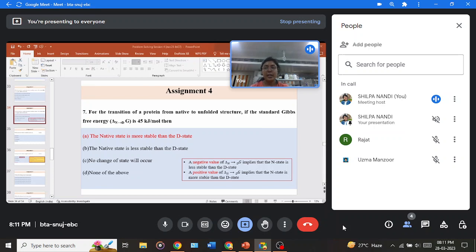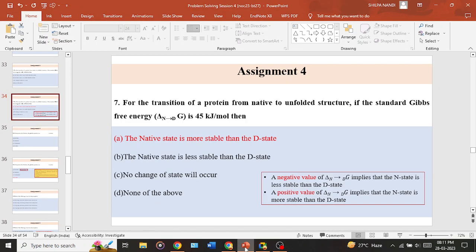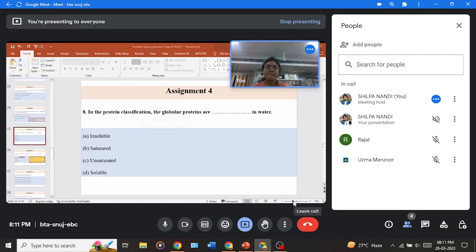Fine, we will move on to the next question, question number 8. In the protein classification, the globular proteins are dash in water. Option A is insoluble in water, option B saturated in water, option C unsaturated in water, and option D soluble in water.